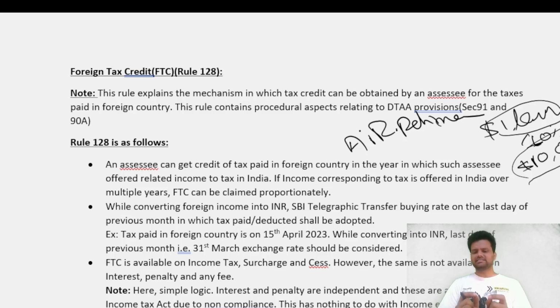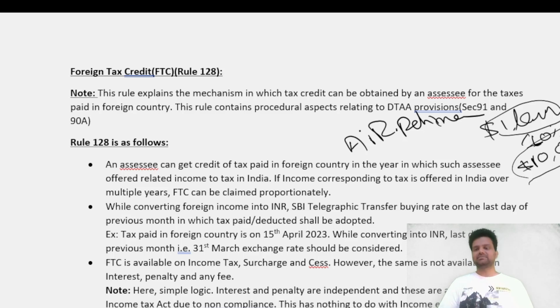When you hear this example, one thing will strike your mind: the same kind of example, the same kind of concept, you heard in one more chapter. What is that chapter? The DTAA chapter, the Double Taxation Avoidance Agreement chapter. In that chapter also almost the same concept is there. Then how is Rule 128 foreign tax credit different from DTAA? These are not different chapters, both are one and the same. Both are talking about the same kind of tax credit.